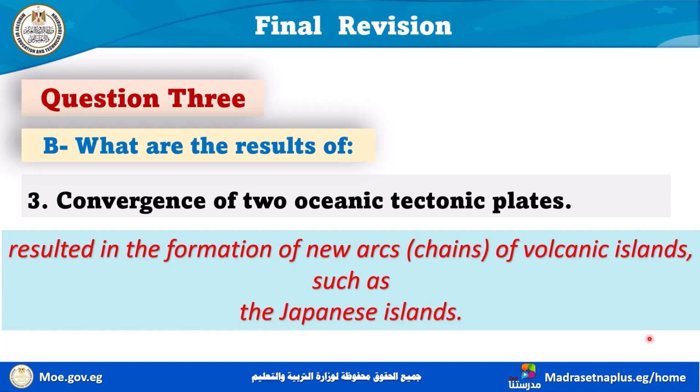In this movement, the older and cooler and denser oceanic plates will subduct beneath the less dense one into the mantle. This process forms a deep ocean trench at the boundary and a line of volcanoes called volcanic islands, like in case of Japanese islands.